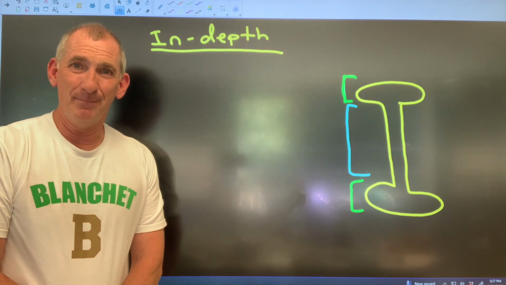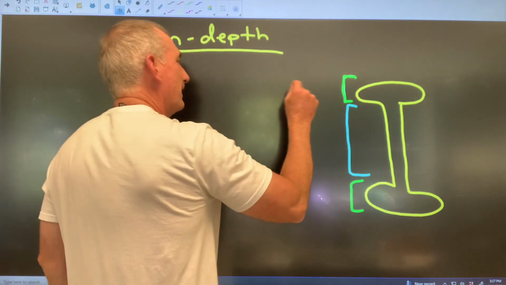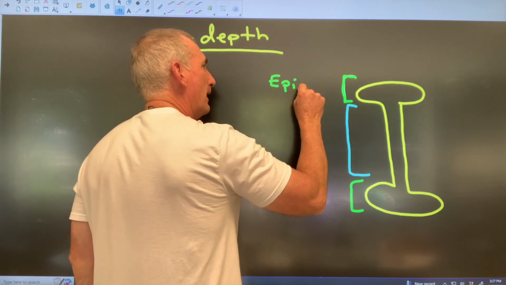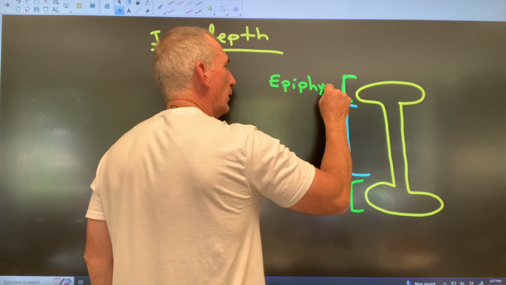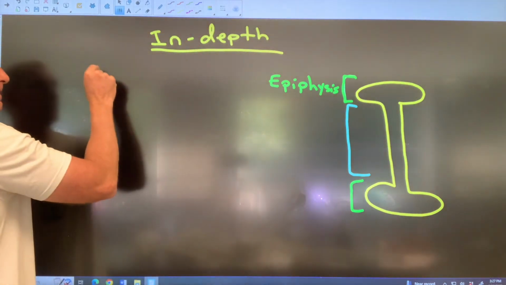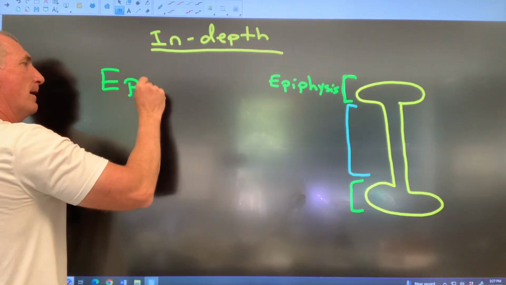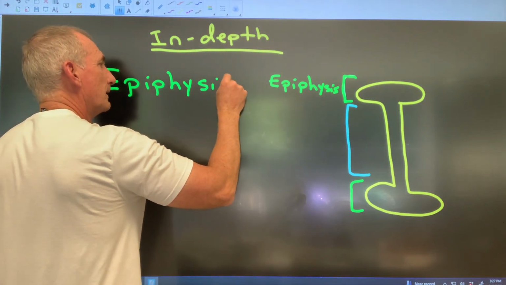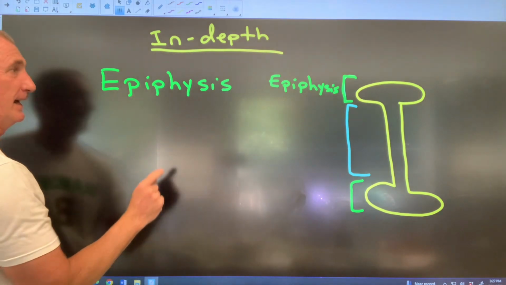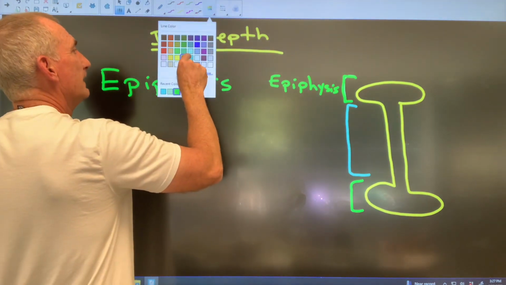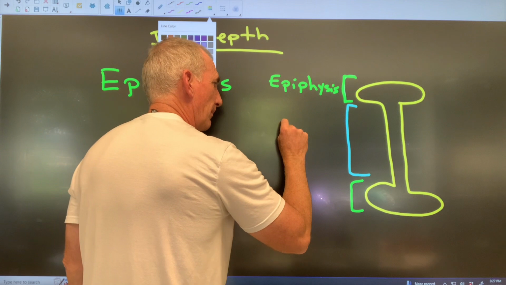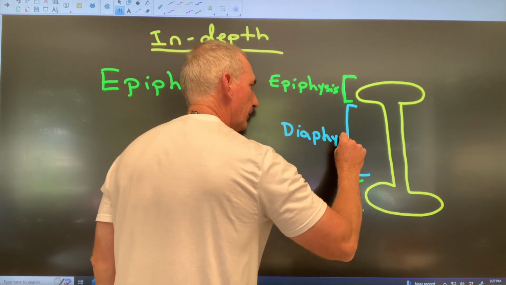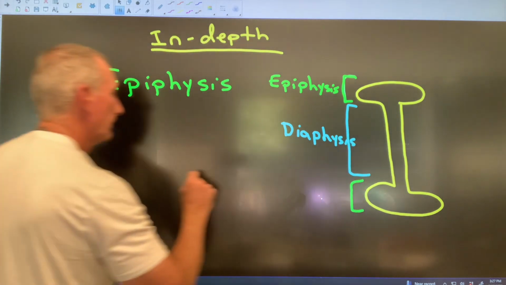See, Gabe, the ends of a long bone are called the epiphyses. Don't worry, Gabe, I'll write that again over here. Epiphyses. Skip some space here, Gabe, because the middle of a long bone is called the diaphyses. Write it, Gabe.